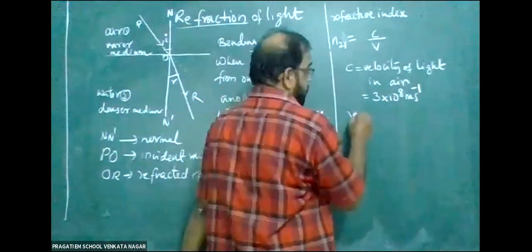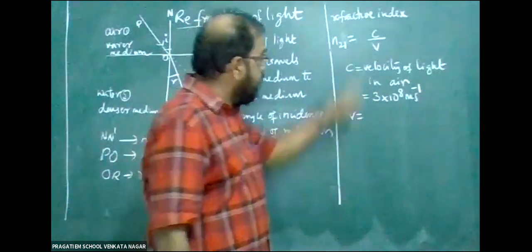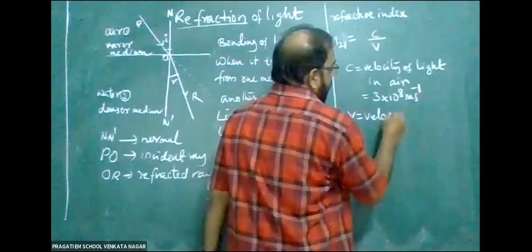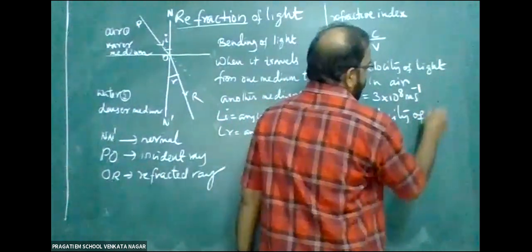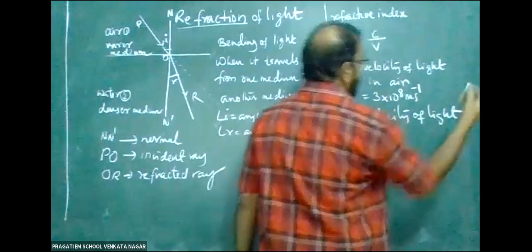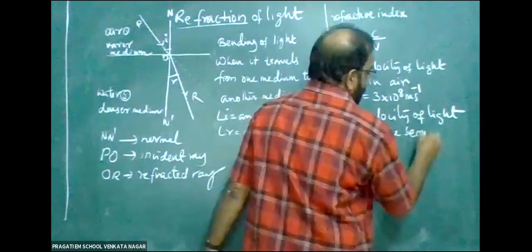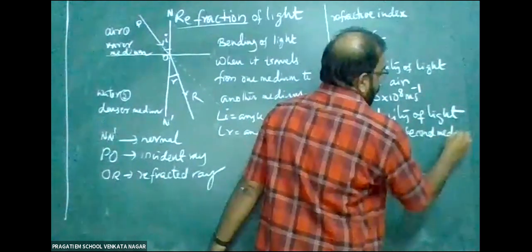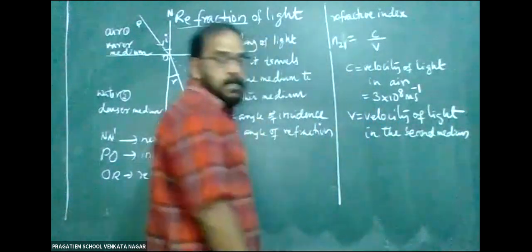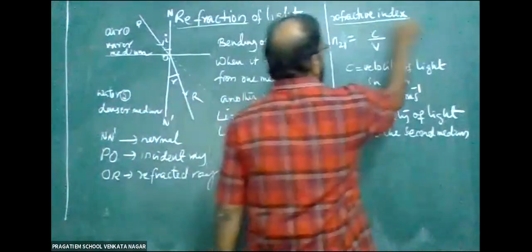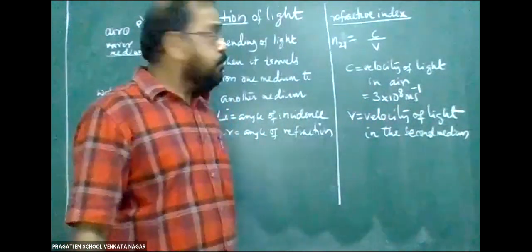Then what is V? So here you can see C and V. What is V? Velocity of light in the second medium, whatever it is. In the second medium. So this is the general formula for refractive index with respect to velocity.